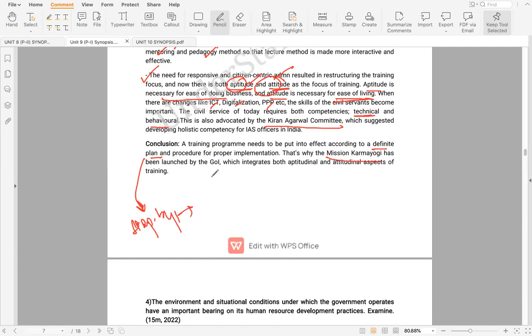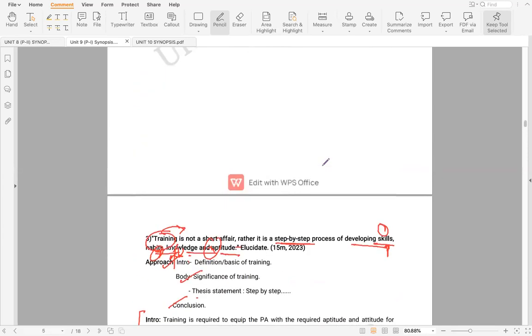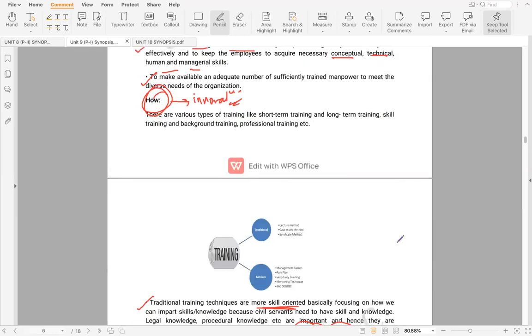That's why the Mission Karmayogi has been launched by the Government of India, which integrates both the aptitudinal and the attitudinal aspects of training. So we've talked about how it's a step-by-step process, as well as how it's not only about knowledge and aptitude, but also about habits and skills. So habit would form a part of your attitude, whereas everything else would be part of your aptitude. Right.